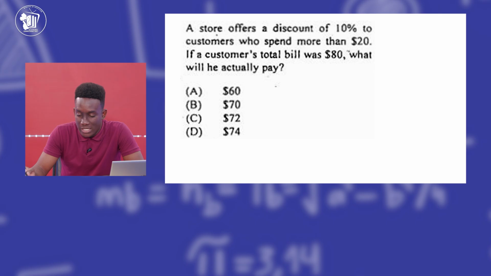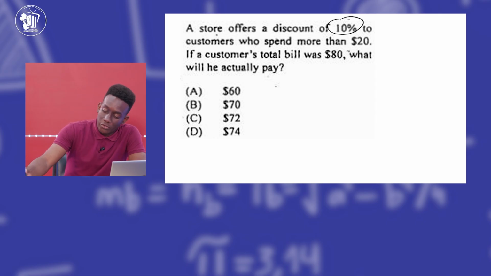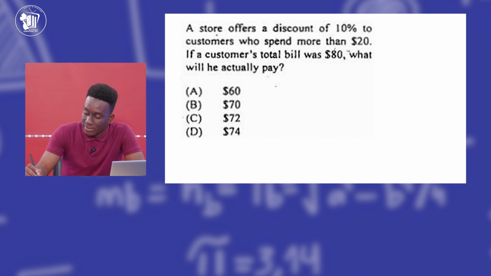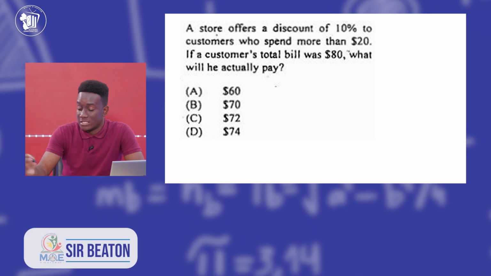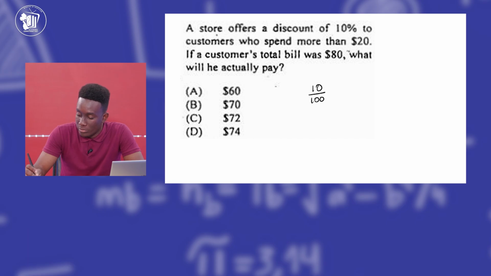So the next one says, a store offers a discount of 10% to customers who spend more than $20. So if a customer's total bill was $80, what will he actually pay? So we see 10% is offered for customers who spend more than 20. So we got to find 10% of this $80 because $80 is obviously greater than 20. This is 10 over 100 multiplied by 80. So this 0 go with that 0, this 0 go with that 0.